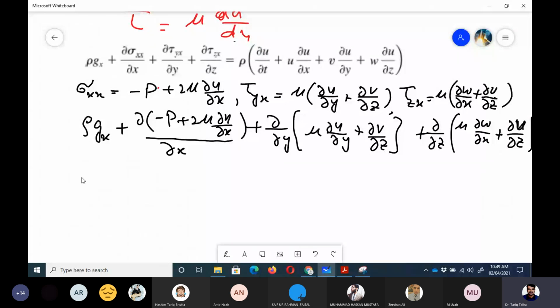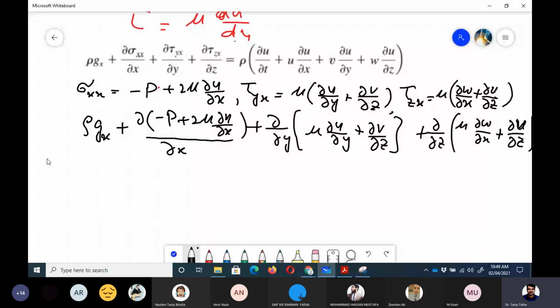Right. So now I am going to do a little bit of mathematical manipulation. Just stay with me on this. First of all, the first term would come like this: rho gx plus, and now it should be minus partial p by partial x, the first term here. Because this is 2 mu partial u by partial x, I can write it as mu into partial u by partial x plus mu into partial u by partial x. So that's what I am going to do. First of all, I would write partial by partial x into mu into partial u by partial x.